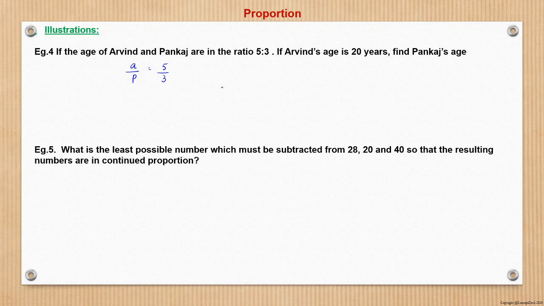So there are many ways of solving this. Here we can simply say if 5 represents 20, so 3 would represent what? 12. Or there is another way using proportion: 5:3 is proportional to 20:x. So product of extremes, which is 5x, is same as product of means, which is 3 into 20. So here we can say x is equal to 12. Right. Just for the sake of using proportion, I am using it here. Otherwise, just visually you can solve this and get the answer. So Pankaj's age will be 12 years.